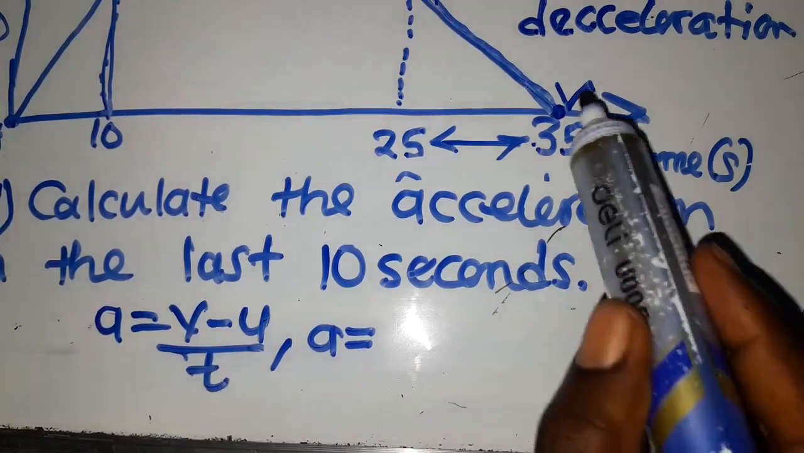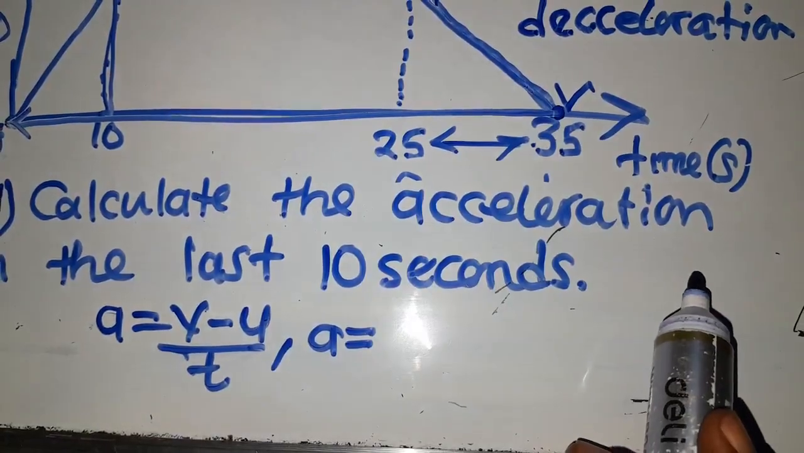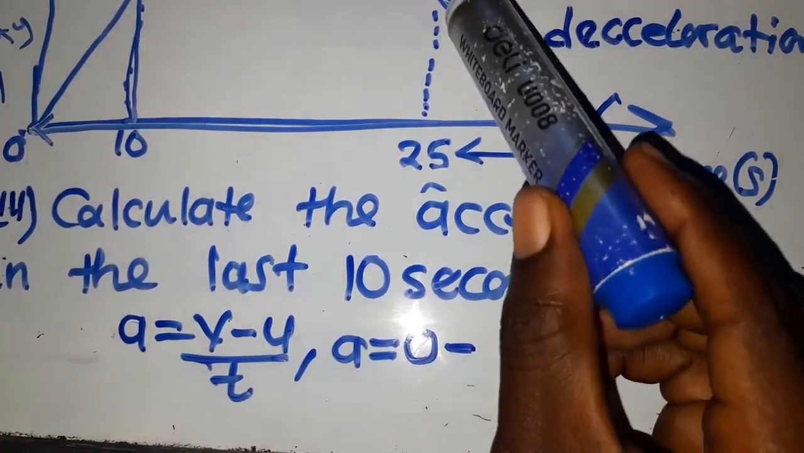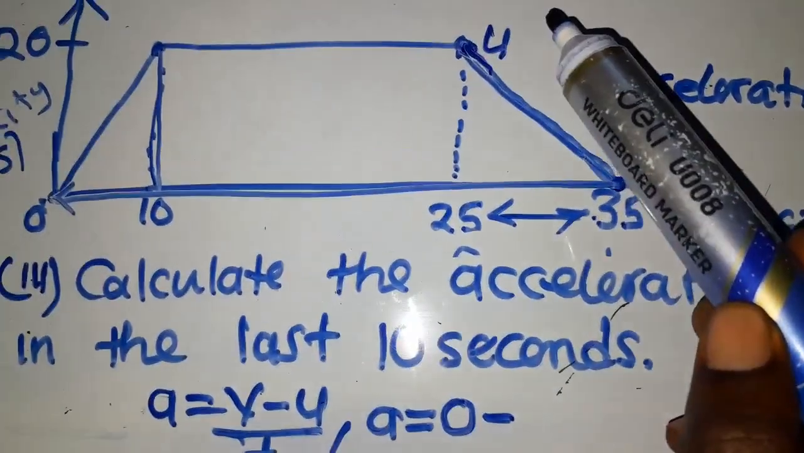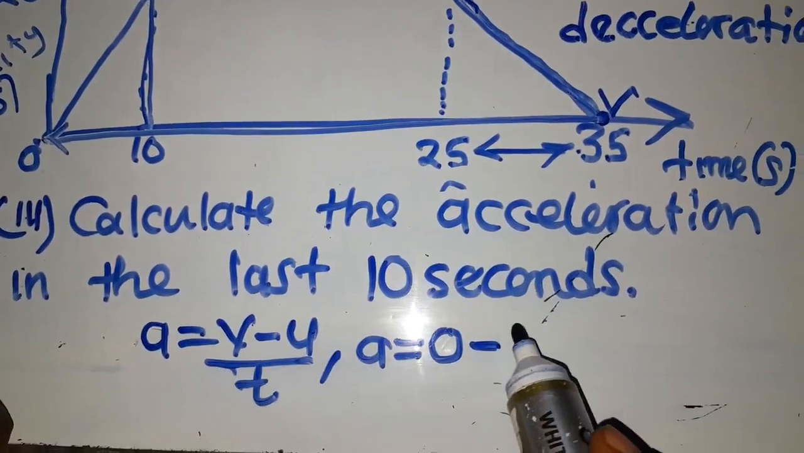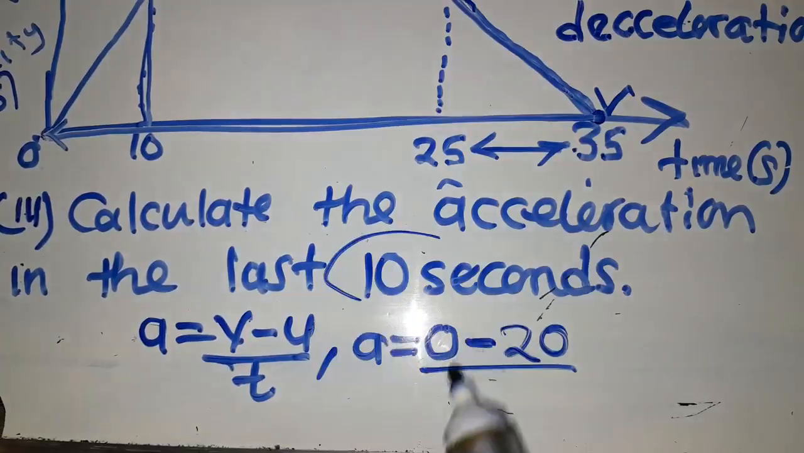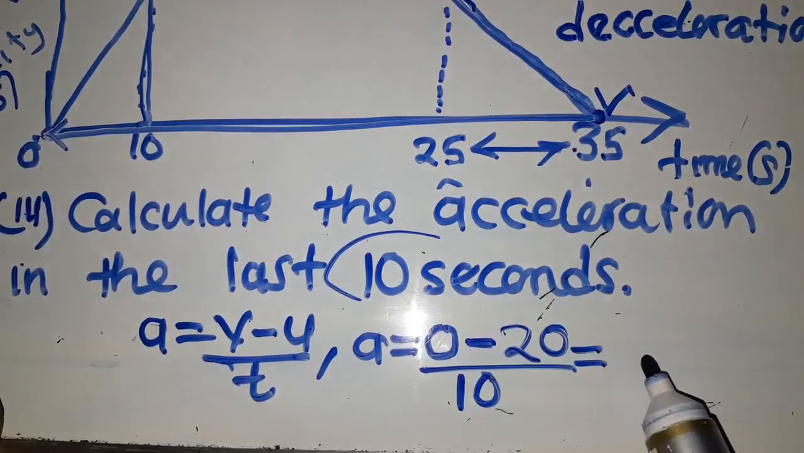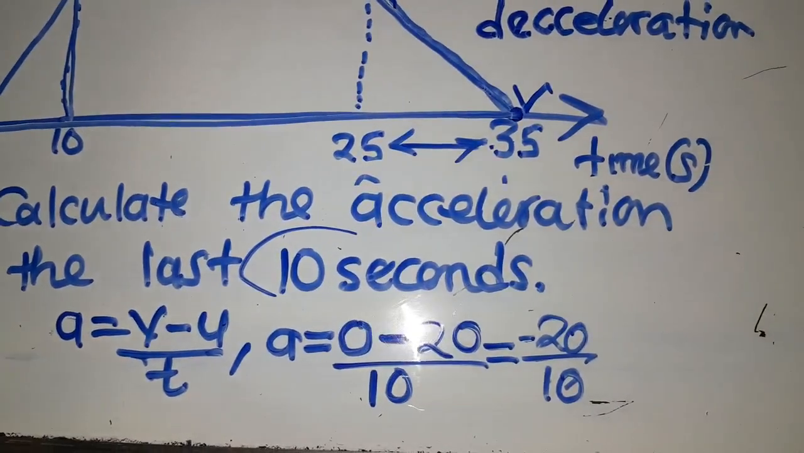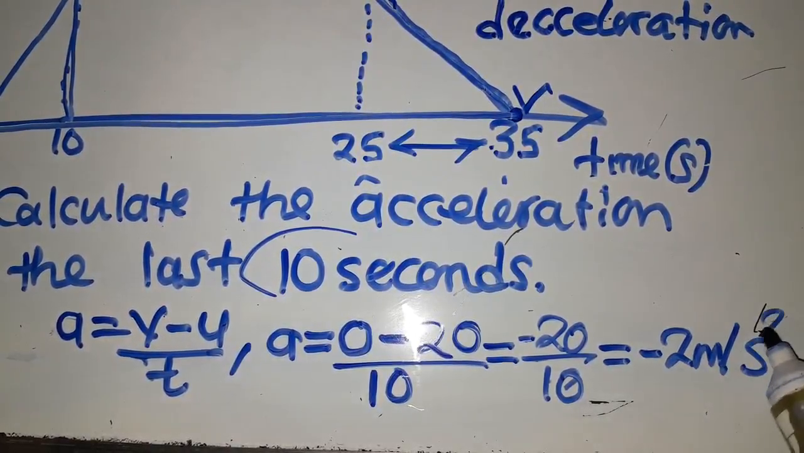what is your final velocity here? It is what? It is a 0 that is there. So you say 0 minus initial. Where did it start from? There. Started there. What reading is there? 20. So 0 minus 20 over time. You are already told in the last 10 seconds. So 10, which is equal to negative 20 over 10. What is the answer there? The answer is negative 2 meters per second squared.